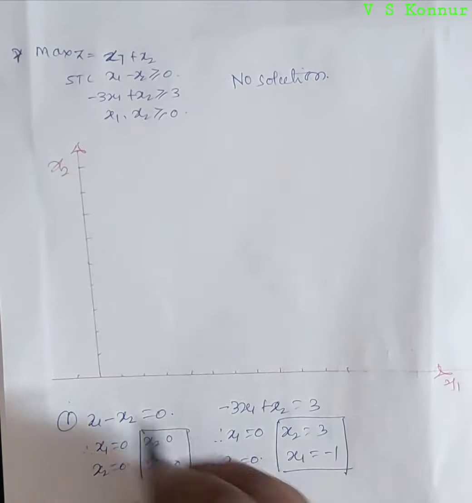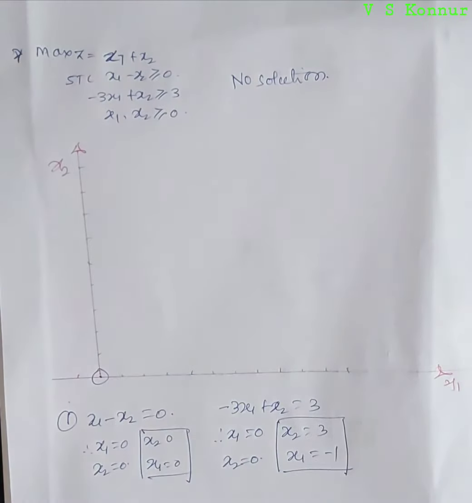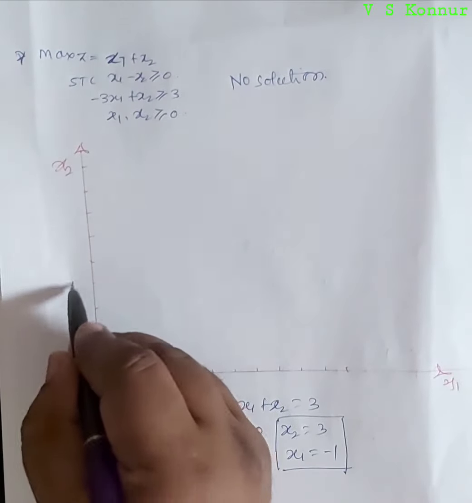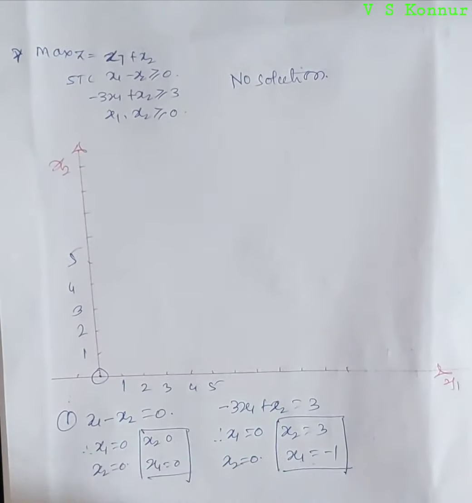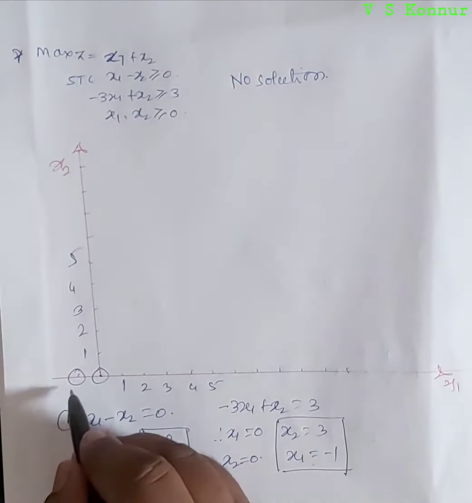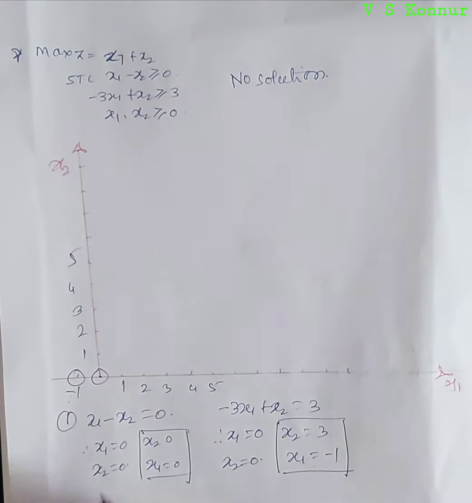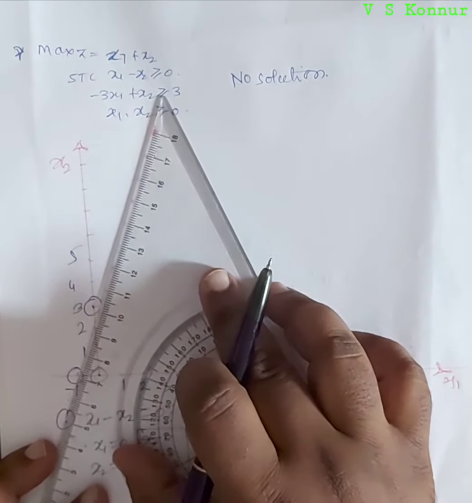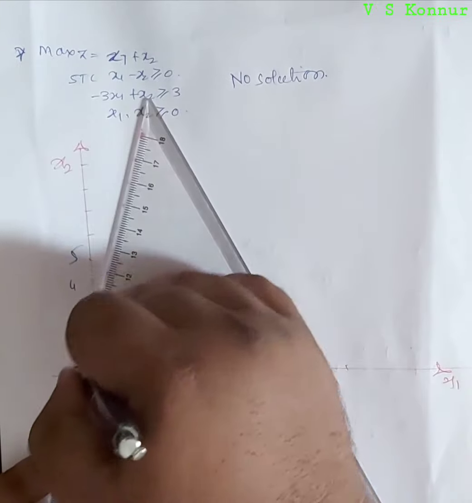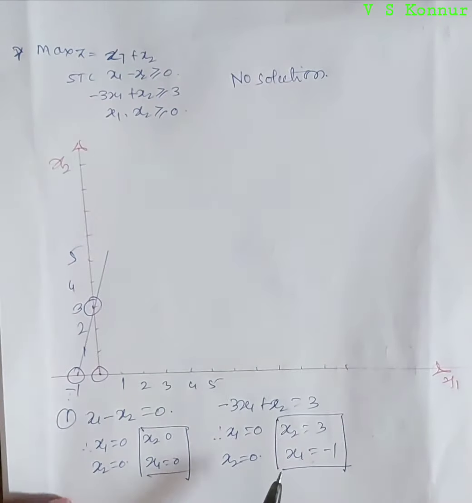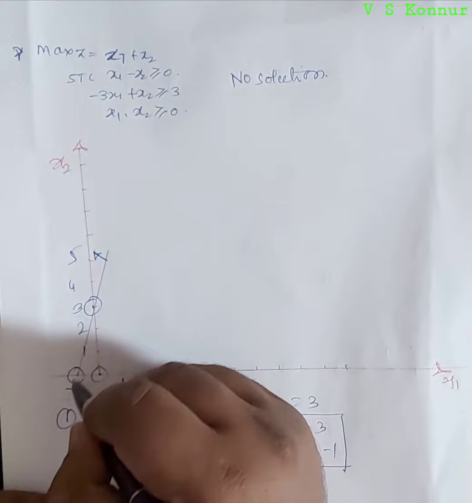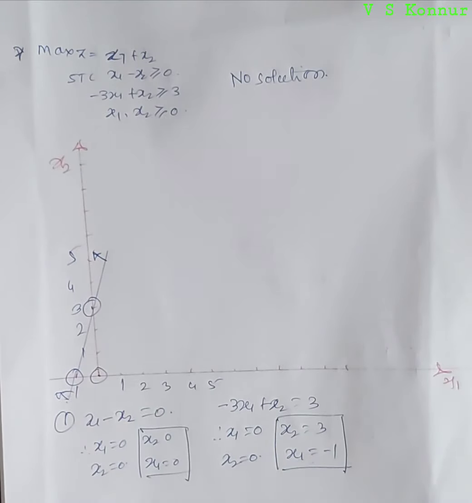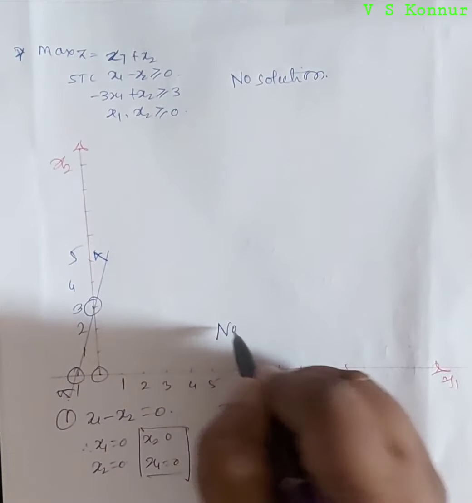This is one line. So one line is here only. Another line is x1 equal to minus 1, x2 equal to 3. So you can draw a line here. Right, this is a greater than or equal to sign away from the origin. But there is no answer for this type of problem. Hence you have to write no solution for the problem.